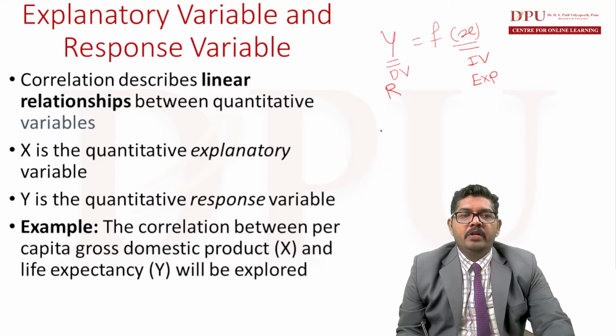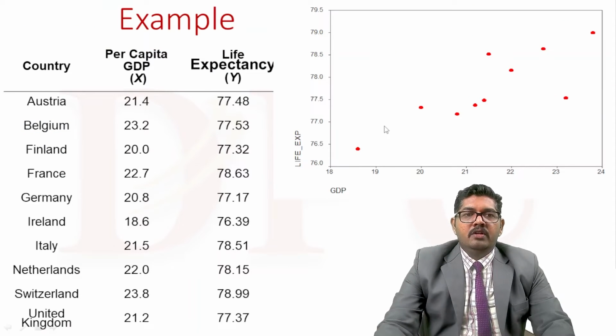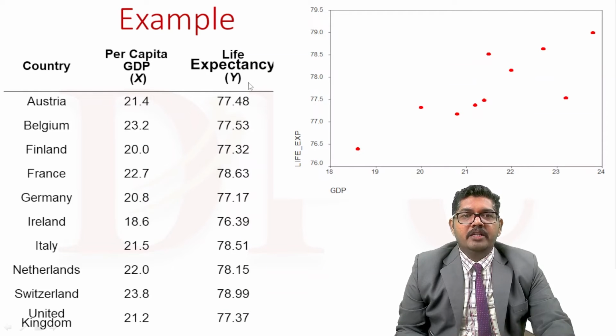The correlation between per capita gross product X and life expectancy will be explored in the example. So we have per capita GDP of various countries and life expectancy of the people living in those countries. So we have data sets, right? For Austria, Belgium, Finland, and we are interested to find out what kind of relation there is between these variables. So we take GDP on the x-axis and life expectancy on the y-axis.